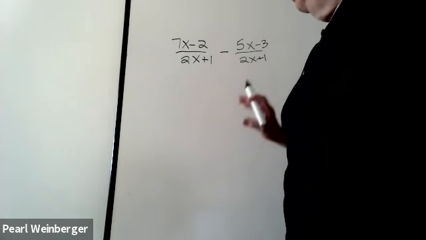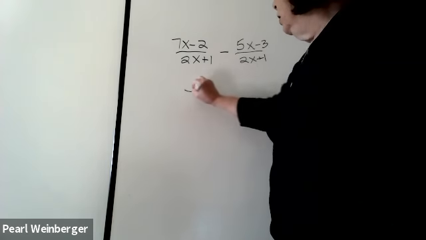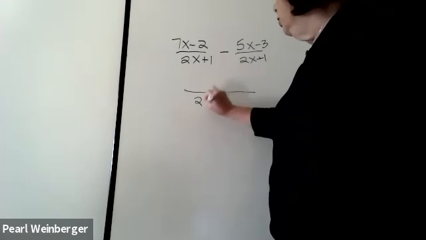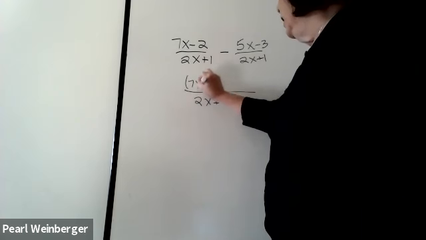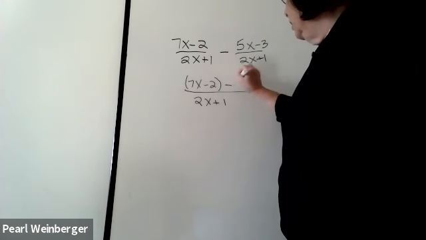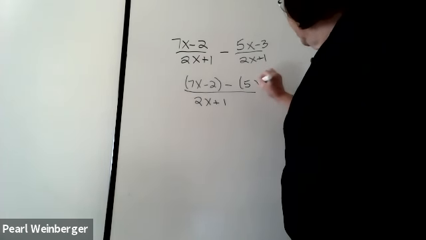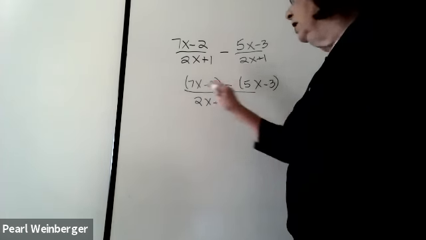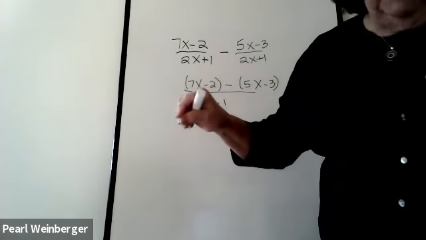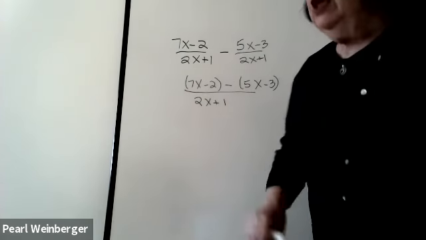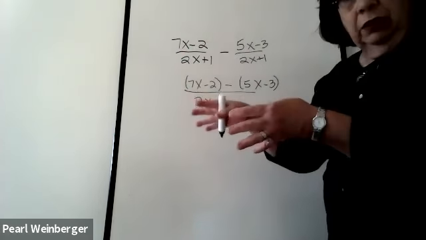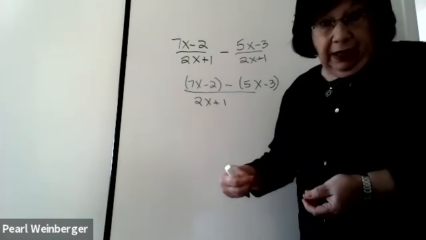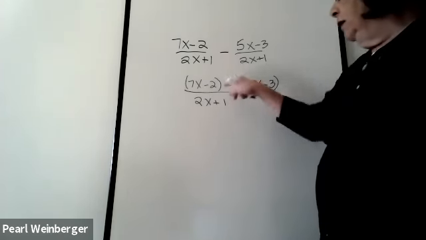and remember the same thing. We have a common denominator of 2x plus 1. So we're going to put everything over the 2x plus 1, which means I'm going to subtract the 7x minus 2 minus the 5x minus 3. And again, I put them in parentheses. Remember, this is why we spend time doing polynomials. Everything that we learned before has applications as we go further on.